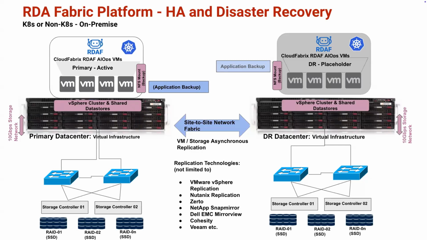Some of these popular technologies are NetApp SnapMirror and Dell EMC MirrorView. And if you have Cohesity, they have a replication technology at the storage layer. There's also a backup tool called Veeam, which also supports VM to VM replication. So when a disaster happens, leveraging these technologies, the RDAF platform application can be brought up and made live to serve production in very little time.